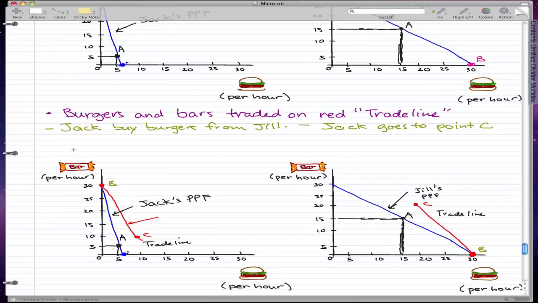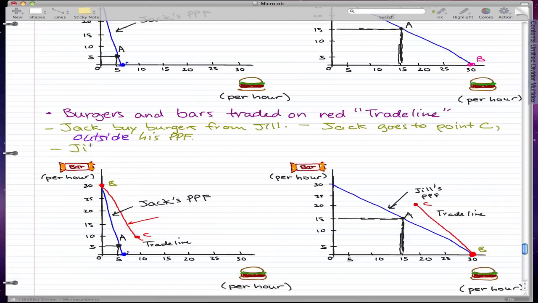And what is the significance of going to point C? Well, the significance is that it is outside his PPF, and this is really important. With Jack's current resources and technology, without trade, he can only produce at this blue line. He can't make any more than that. But with trade, he can go out of his bounds and produce at this red trade line, which is much more beneficial than the blue line, of course.